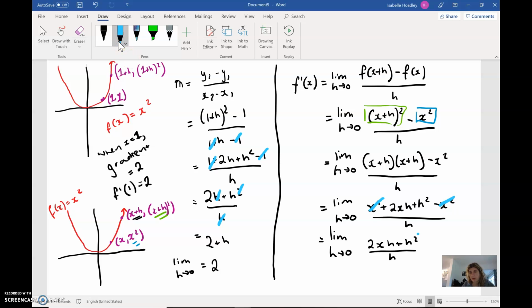Okay, and we can cancel out h here, and we're left with our limit as h approaches 0 of 2x plus h.